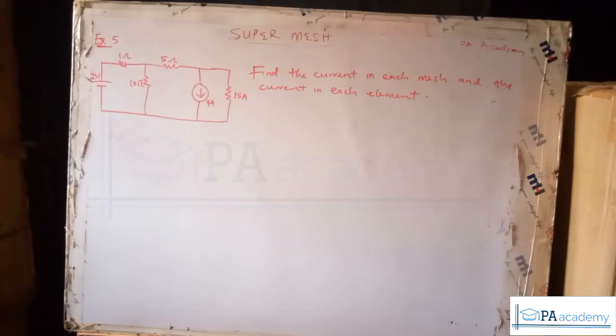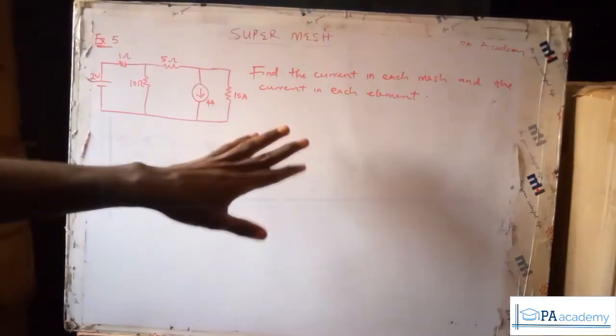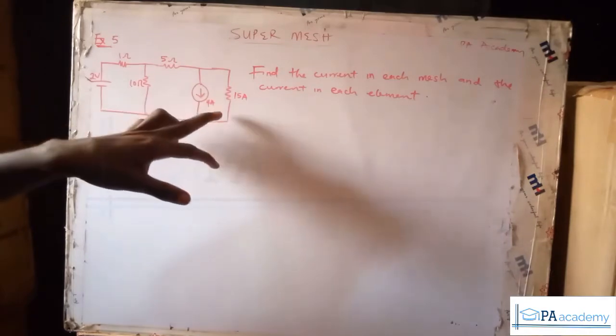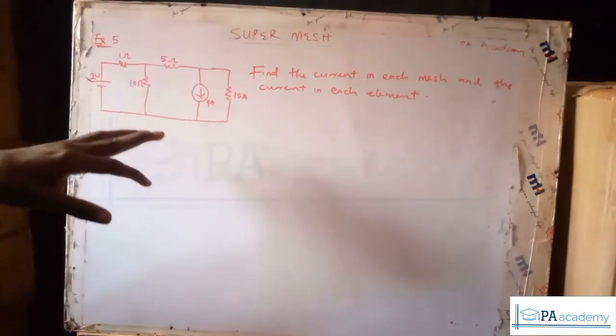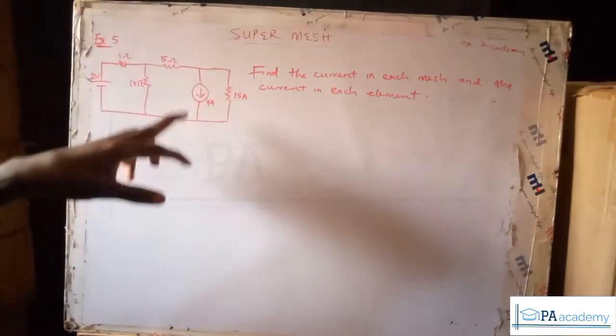Alright, so now let's look at this example 5. We have this circuit, and it says that we should find the current in each mesh and the current in each element. We have 1, 2, 3 meshes, and we are going to look for the current in each of these elements. That means in these resistors, what are the currents flowing through them.